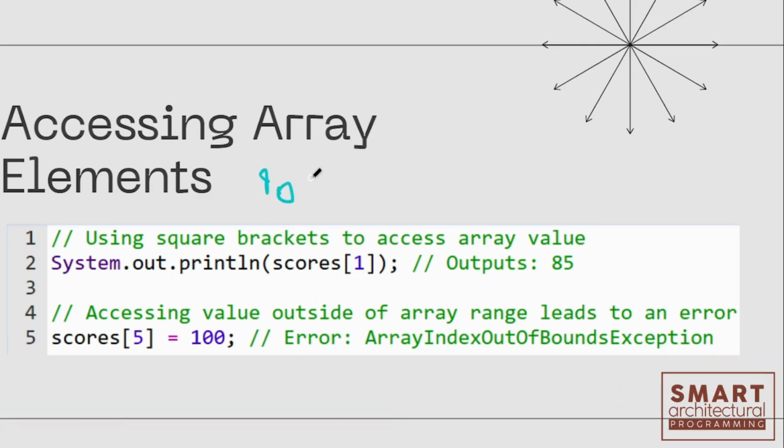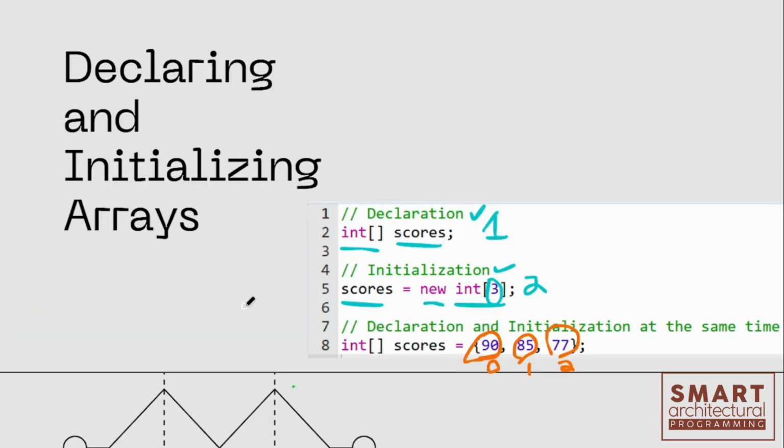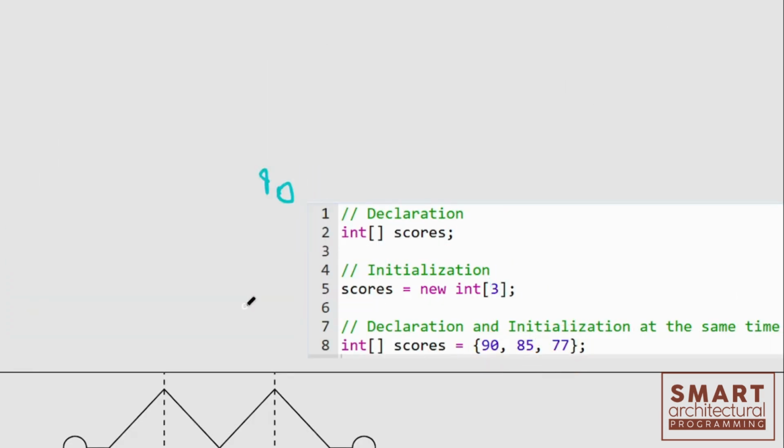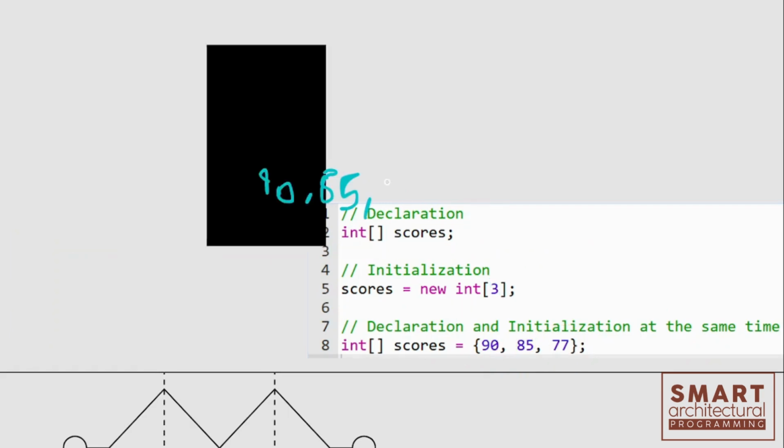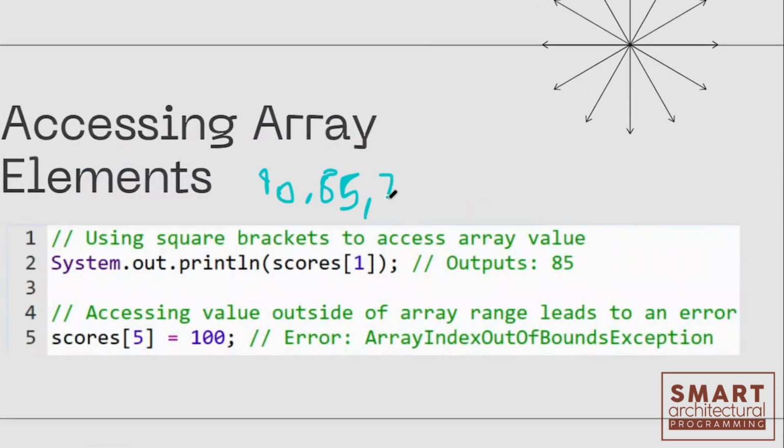We have 90 here. Let me go back and see what the previous were, 85 and 77. So we have 90, 85, and bear with me with my handwriting, and I think 99, 77, right? So we have 77 here. So we have three values that you can see here, 90, 85, and 77. That's the array that we declared.